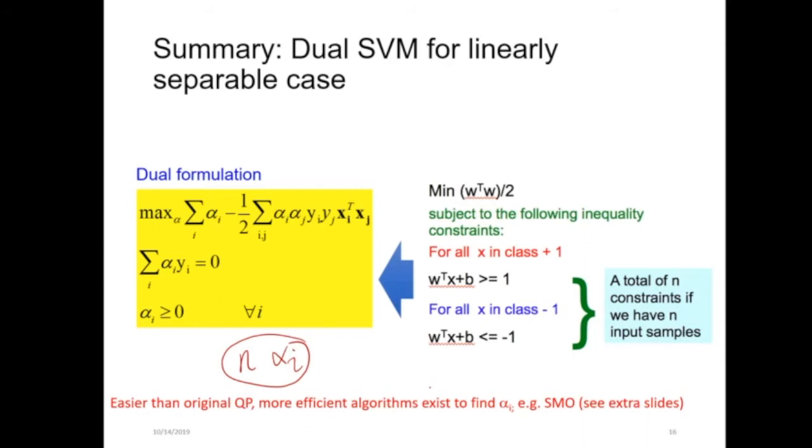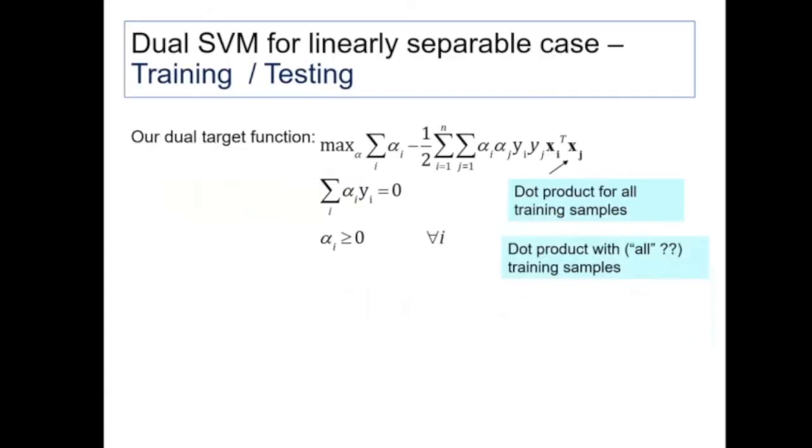First of all, alpha i needs to be larger than or equal to 0, and the summation of alpha i y i equals 0. This is actually a very strong constraint, which gives very good properties to SVM training and testing. Because of this formulation, let's see what this revised formulation is.